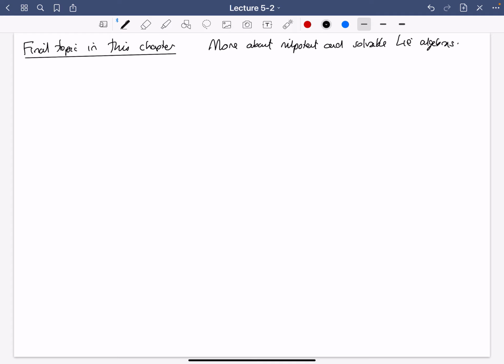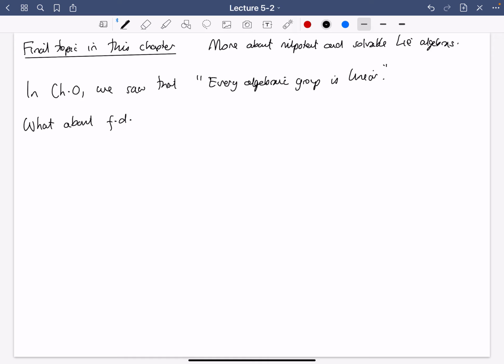Maybe a good place to start: in chapter 0, we saw that every algebraic group is linear. So it was isomorphic to a closed subgroup of GLN. It's natural to wonder what happens for Lie algebras. What about finite dimensional Lie algebras? Is every finite dimensional Lie algebra isomorphic to a subalgebra of some GLN? And the answer to that is definitely yes.